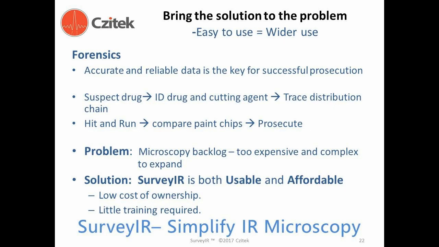SurveyIR brings the solution closer to the problem. This should lead to wider use of FTIR microspectroscopy in criminal forensics through an easier to use and more affordable solution. Providing accurate and reliable data is the key for successful prosecution in criminalistic investigations. Through identification of components in a mixture, more information is provided, tying the suspect to the collected narcotic material and supply chain. By providing detailed analyses of paint chips left at the scene of hit-and-run accidents, a suspect vehicle can also be tied to the crime scene.